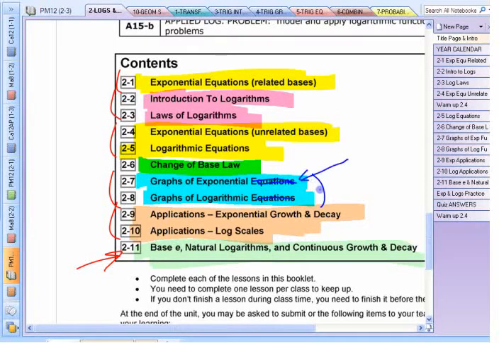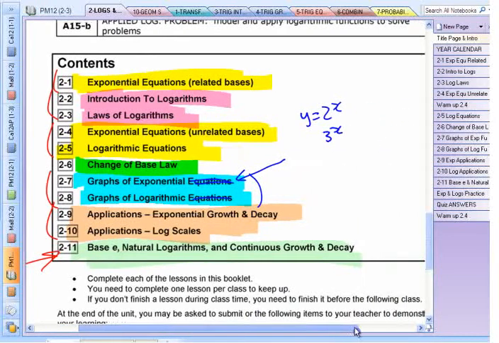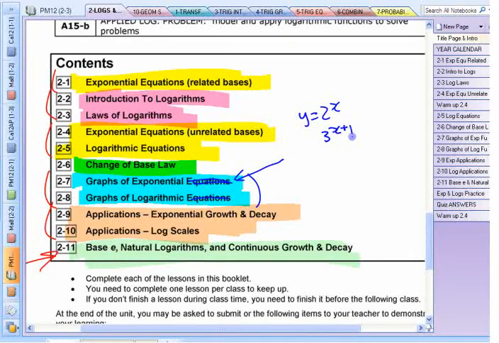We first looked at exponential functions, just the basic graphs, like what does 2 to the x look like, what does 3 to the x look like, and so on. And then we started doing some transformations, like if you put a plus 1 there, how does that change the graph? If you put a plus 1 here, how does that change the graph? If you put a times 5 in the front, how does that change the graph?